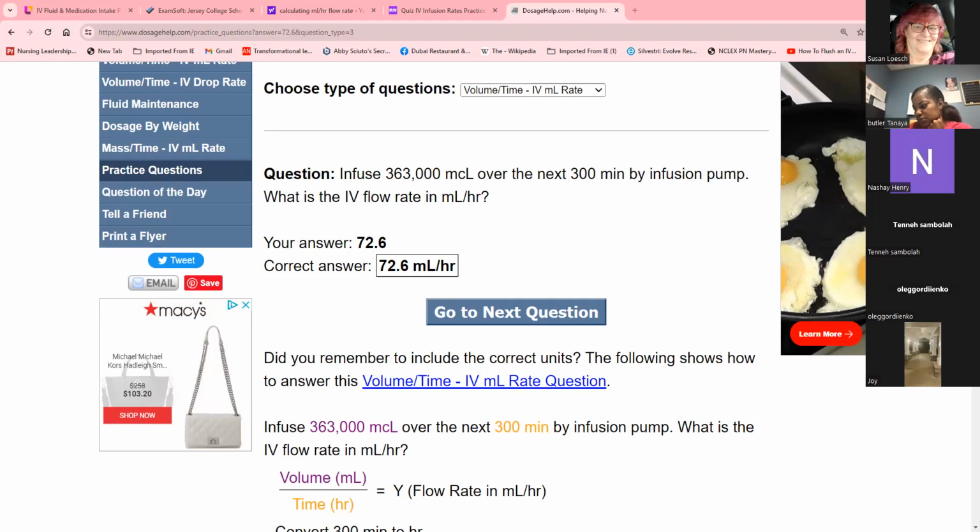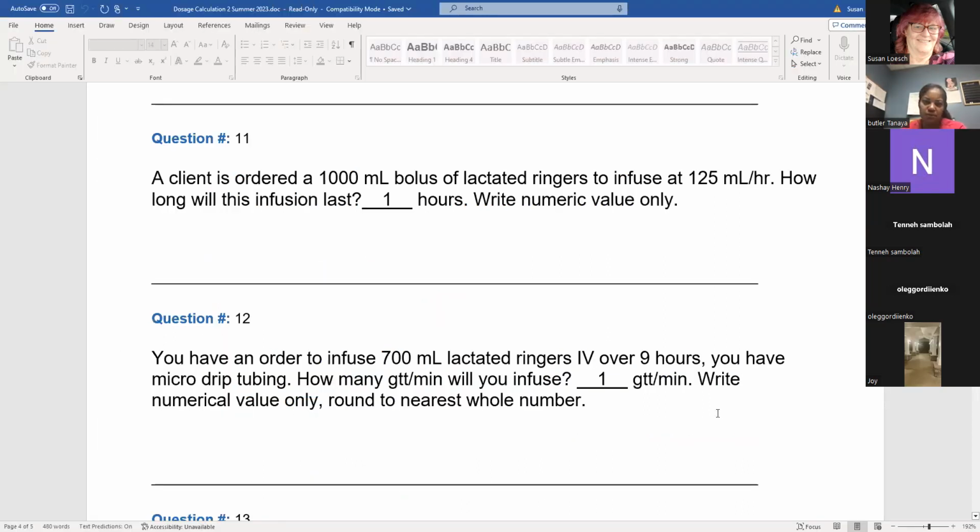Okay, what's this one asking? How long will it last? So that's looking for time now. Okay? Can you see it? Yeah, we can see what you're saying. Number 11. Okay. Everybody see number 11? Mm-hmm.